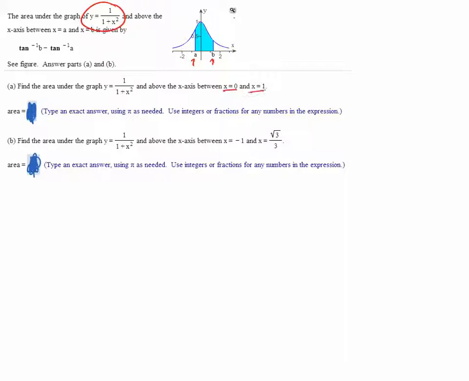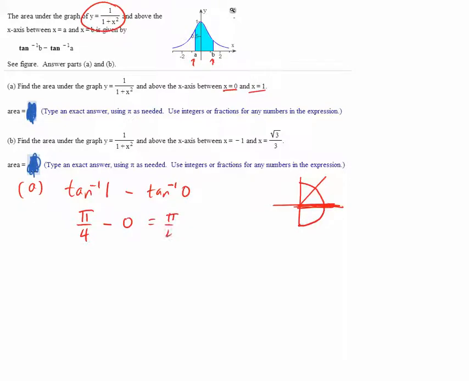So on part A, that's exactly what we're going to do. We're going to take tangent inverse of 1 minus tangent inverse of 0. Now we know that tangent inverse of 1 is pi over 4. Remember, for tangent inverse, we're looking at the right-hand plane, and where tangent is 1 is at pi over 4. You can look that up on your cheat sheet, or you may hopefully know it by now, but that's pi over 4 minus tangent inverse of 0. Where 0 is where the y is equal to 0, because y over x is your tangent function, and that gives us then pi over 4 for our answer on A.